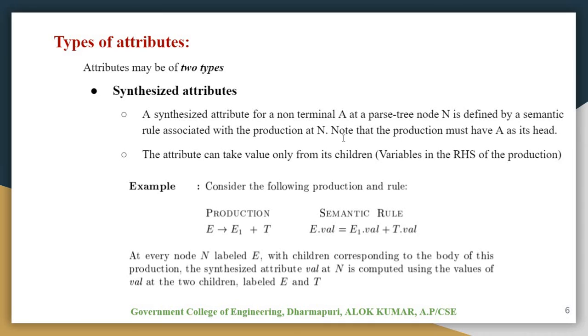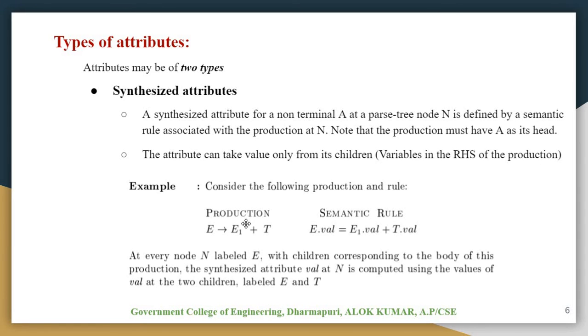Now let us see the different types of attributes. Attributes may be of two types. One is the synthesized attribute. A synthesized attribute for a non-terminal A at a parse-tree node n is defined by a semantic rule associated with a production at n. Note that the production must have A as its head, or we can say root node. The attribute can take values only from its children variables in the right hand side of the production.